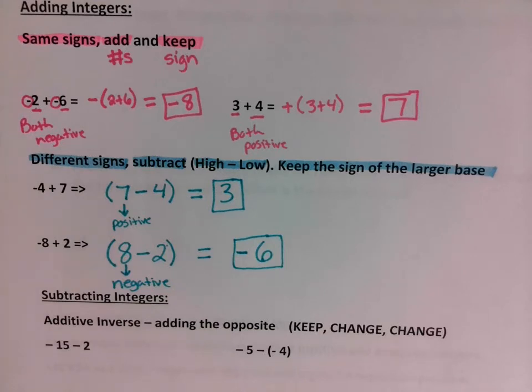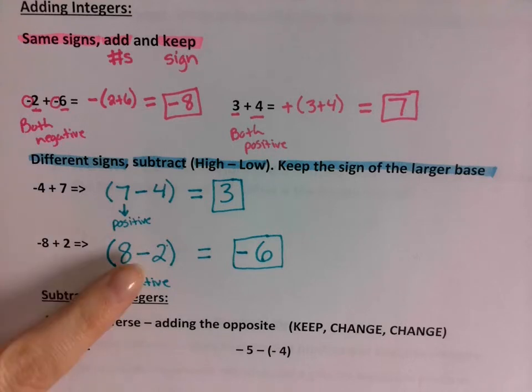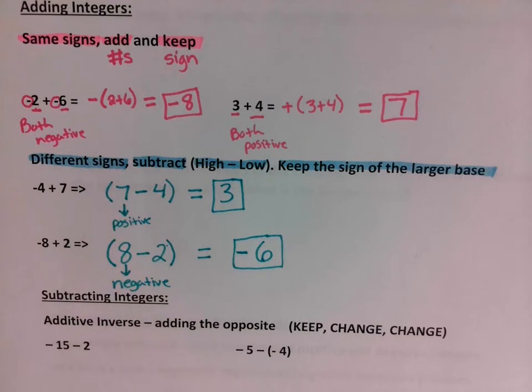We ignore the signs for the moment, and you just subtract the two numbers like you would in any normal subtraction. And then after you've done your subtraction, that's when you focus: okay, that 8 was my higher base. Was it a positive or a negative? That's the sign of the answer. If it was a positive 8, then it would just stay a 6. So whatever the higher sign is.